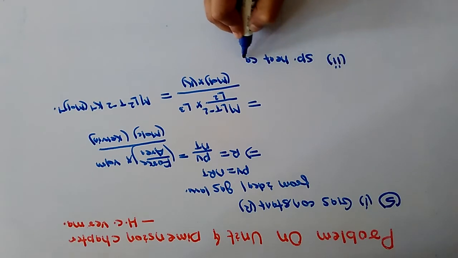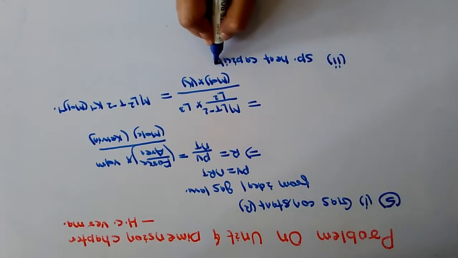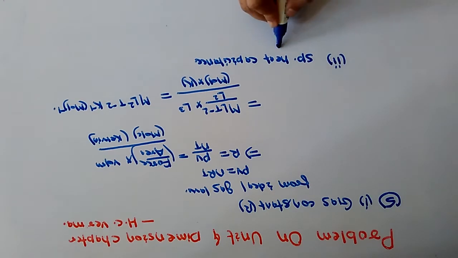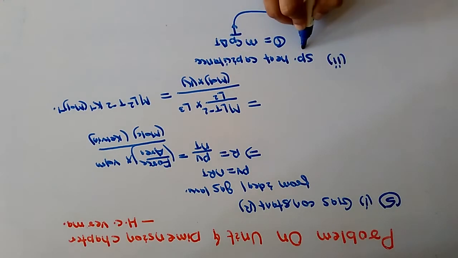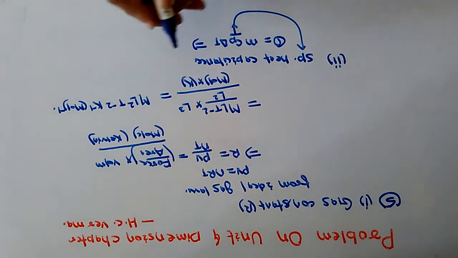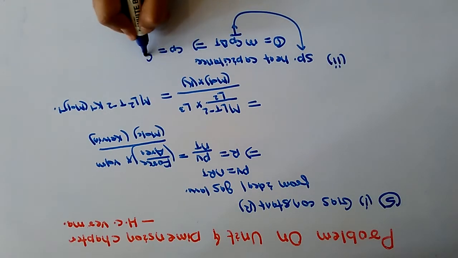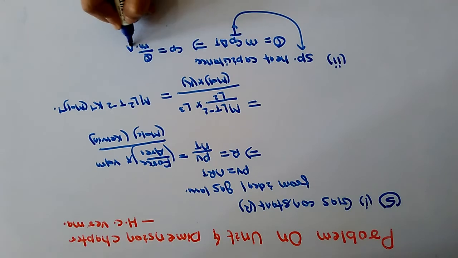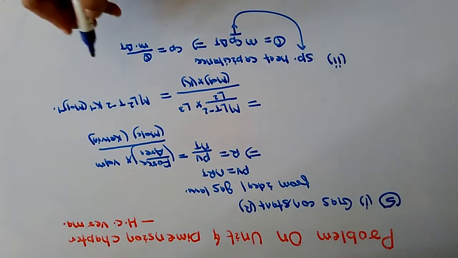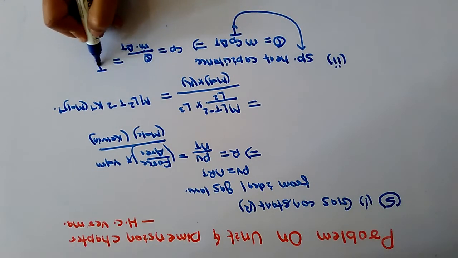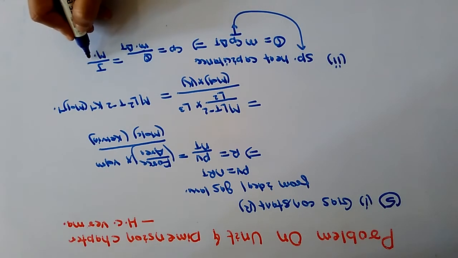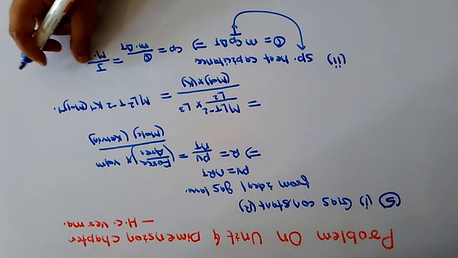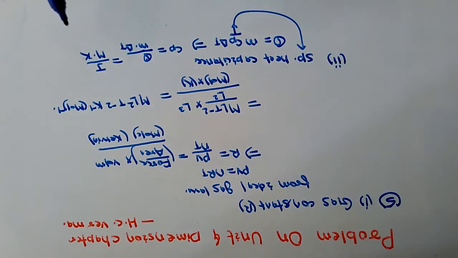Specific heat capacitance. Since we know that Q equals M Cp delta T, and this is the specific heat capacity, we write Cp equals Q upon M into delta T. Q is the amount of heat, having a unit of joule, M is mass, and delta T is temperature, so we write the dimension Kelvin.